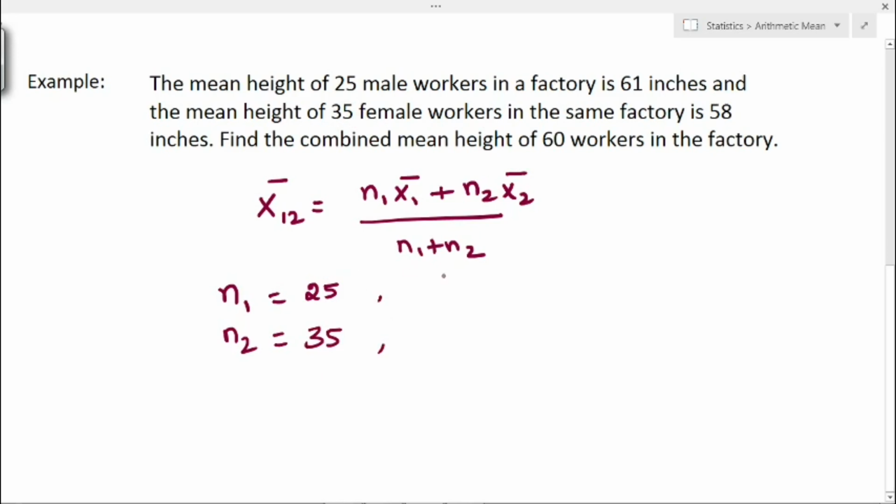Similarly, the first mean value, x1 bar, is the mean height of 25 male workers, which is 61 inches. So x1 bar is 61, and the mean height of 35 female workers is 58 inches, so the second mean value, x2 bar, is 58. Now the total number of workers, n1 plus n2, is 60. Now apply all the values in the formula, and we'll get the combined mean value.